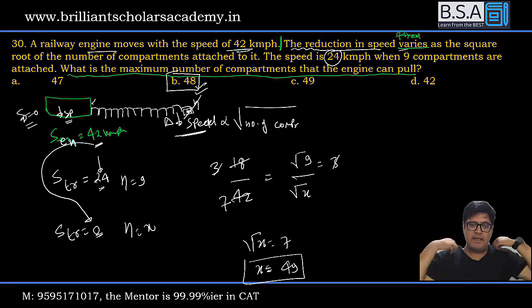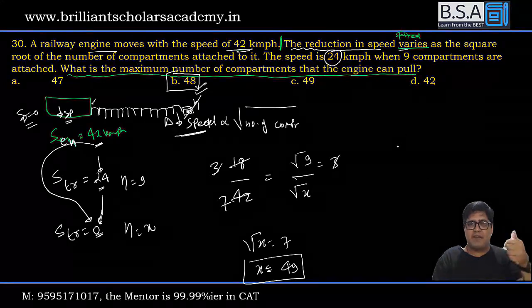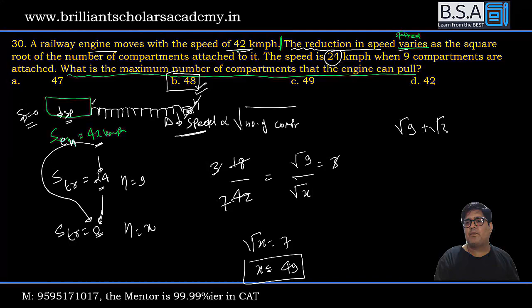Many of you will also think in this manner, sir, why are we not considering the decrease from 24? Why did we not consider the decrease from 24? Because the reference is engine, first thing. Second, let us say I'm adding 3 more bogies. Will this be right?